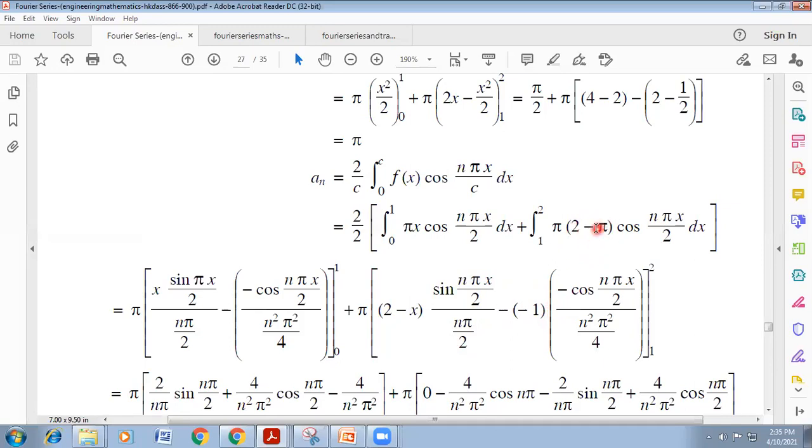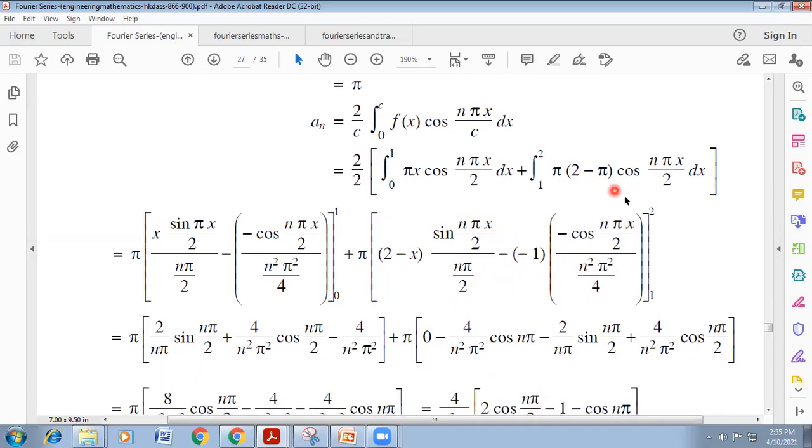Remember it, this is the typo. The differentiation of 2 minus x will be minus 1. Again, the integration of sine will be minus cos, dividing by the coefficient of x, pi by 2. So another pi by 2 is coming, so this will be n squared pi squared by 4.